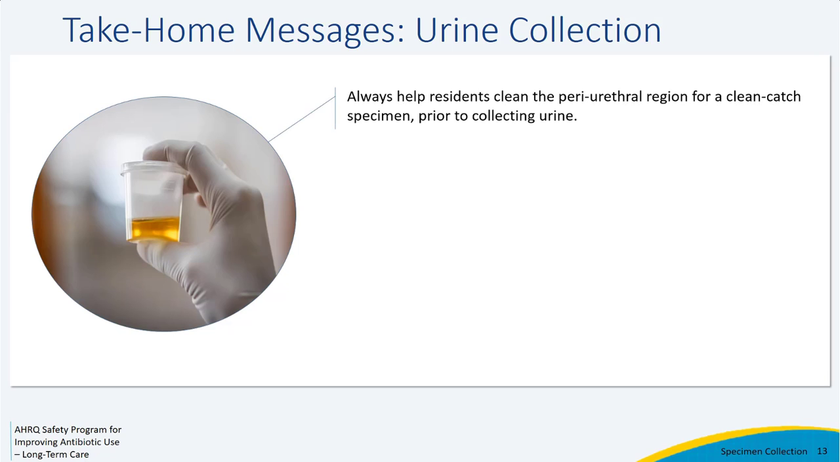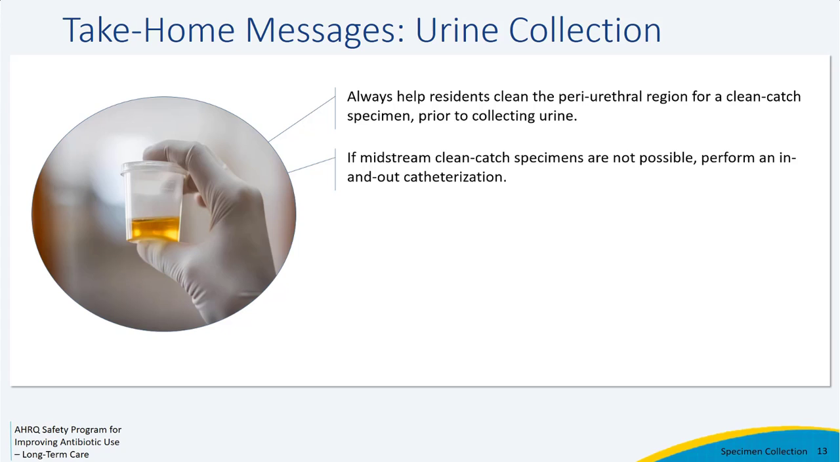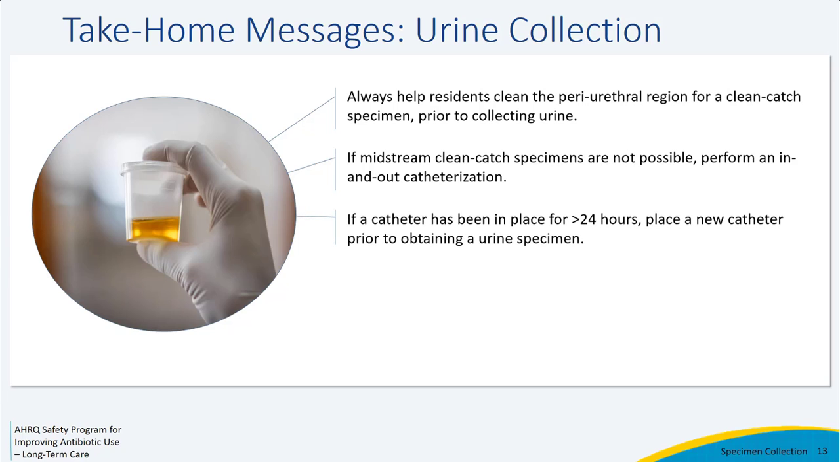Here are our take-home messages regarding good urine sample collection. Always help residents clean the periurethral region for a clean catch specimen prior to collecting urine. If midstream clean catch specimens are not possible, perform in and out catheterization for female residents or use a condom catheter for male residents. If a catheter has been in place for more than 24 hours, place a new catheter before obtaining a urine specimen.